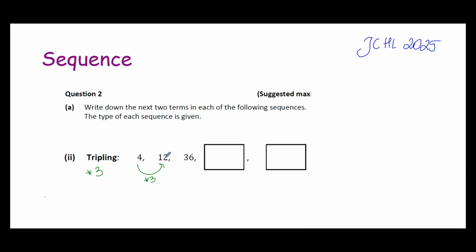So that means that I take a number, I multiply by 3. So 4 multiplied by 3 gives me 12. Again, I take 12, I multiply by 3, I get 36. Going forward, again, I'm multiplying by 3, and again, I'm multiplying by 3. So we put that in the calculator, and we get 36 multiplied by 3 is 108, and 108 multiplied by 3 is 324.